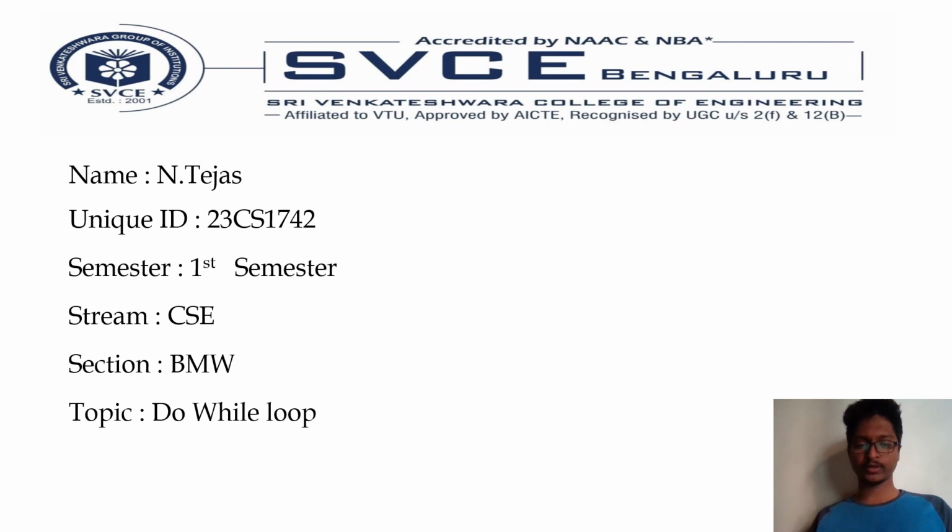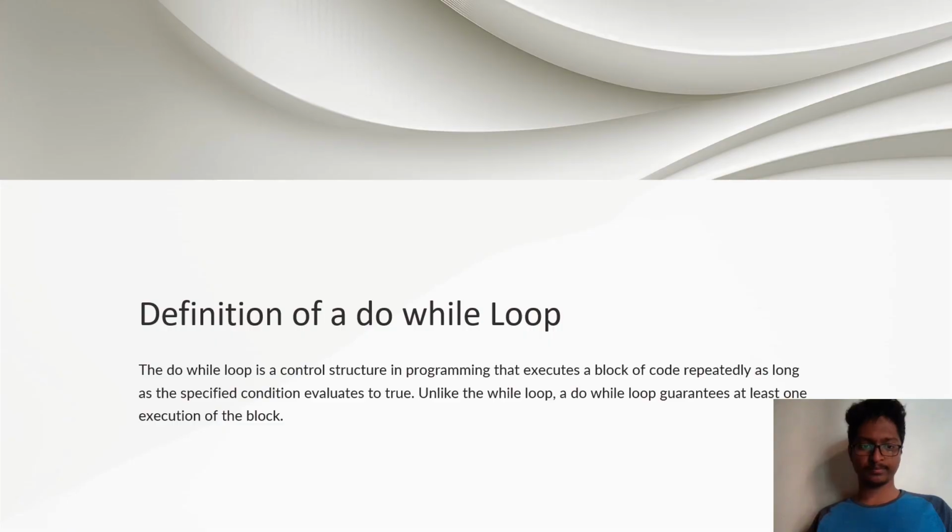So today's topic is do-while loop. Definition of a do-while loop. The do-while loop is a control structure in programming that executes a block of code repeatedly as long as a specified condition evaluates to true. Unlike the while loop, a do-while loop guarantees at least one execution of the block.